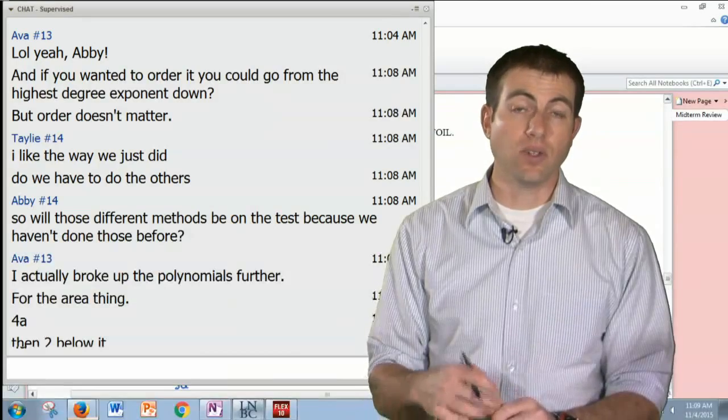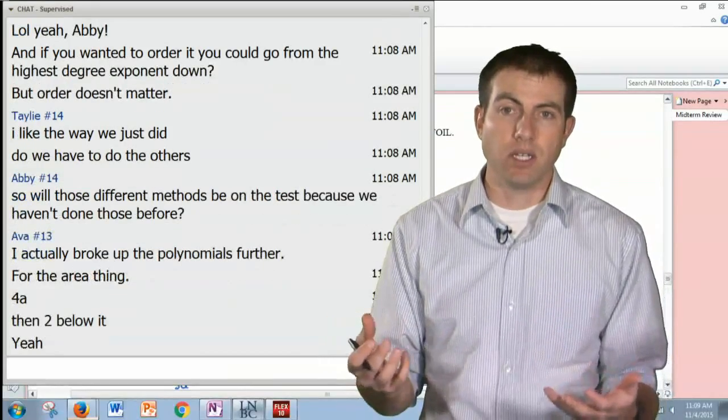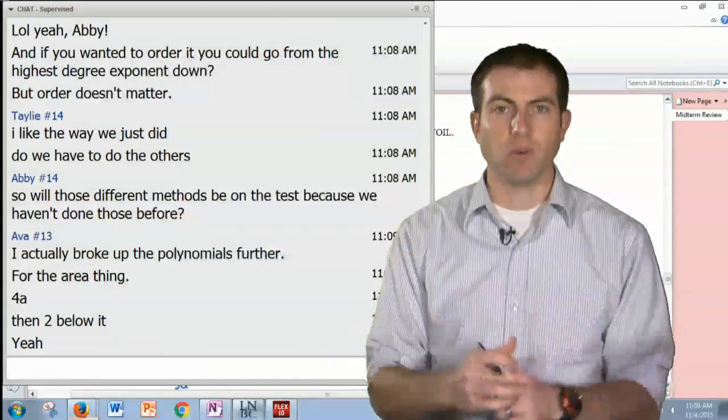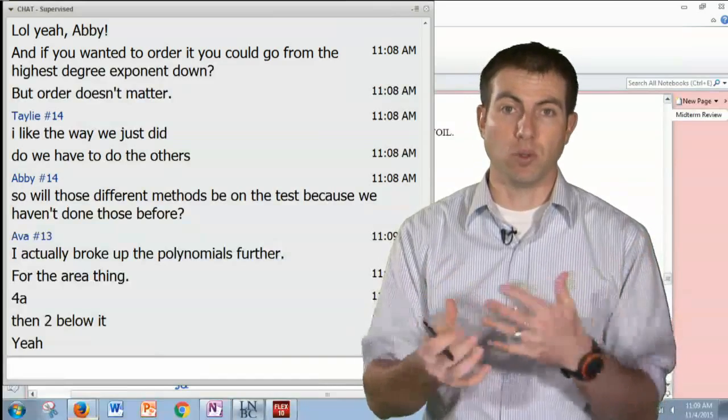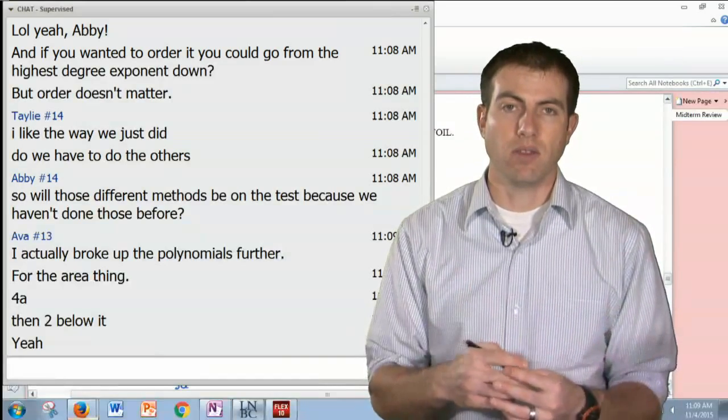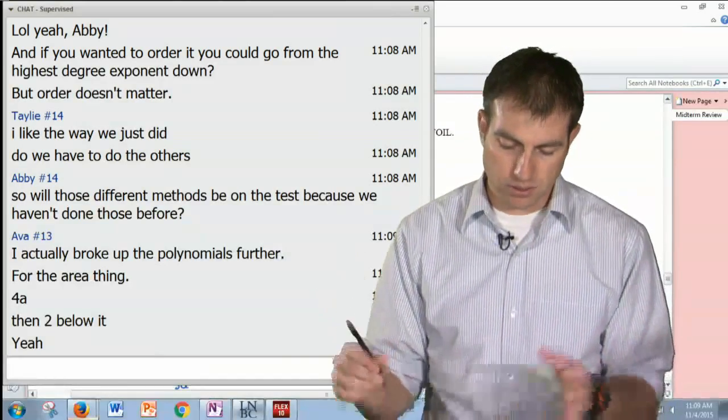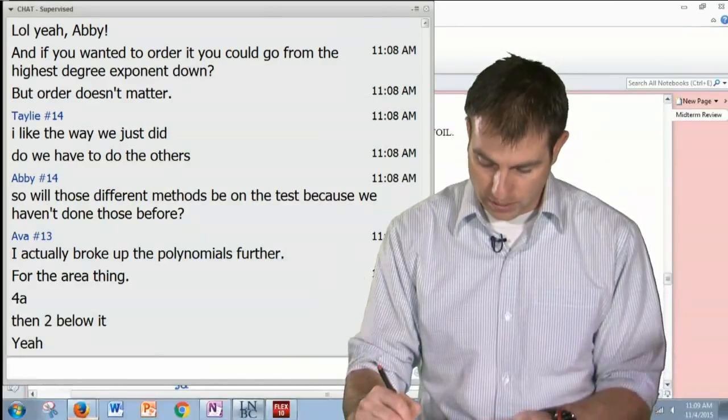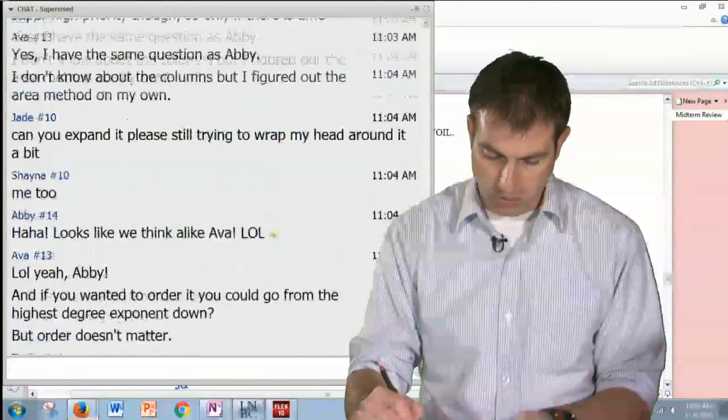So in any sort of method you're choosing, you're doing the exact same thing. You're just representing it in different ways. It's a more visual way to do it, the area or the column method, than just doing the multiplication. So I'll leave you to that if you want to go with one of those methods.